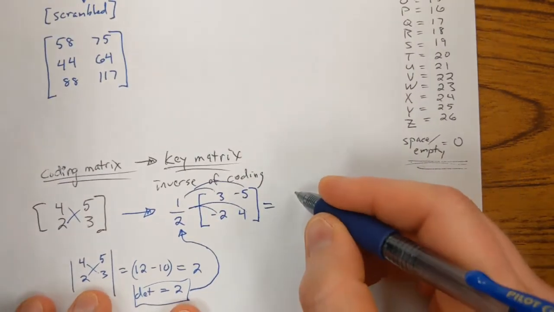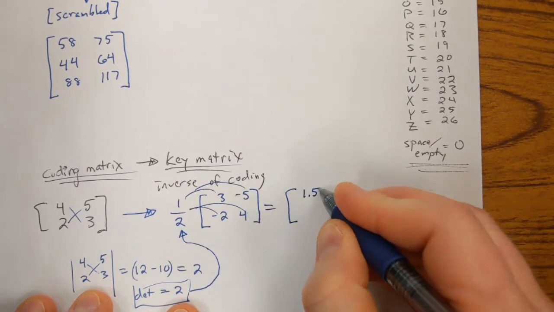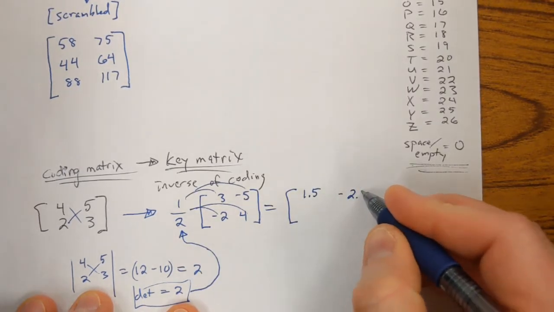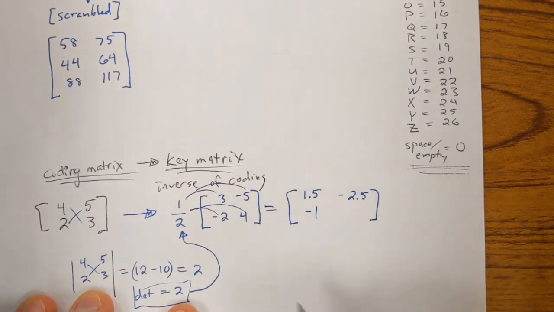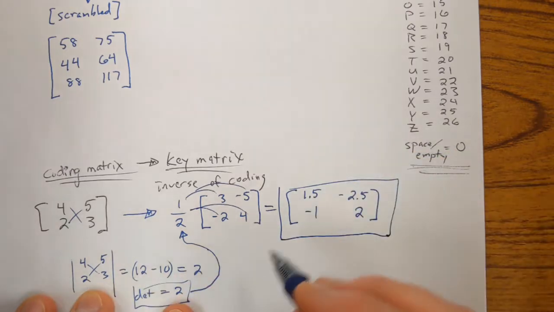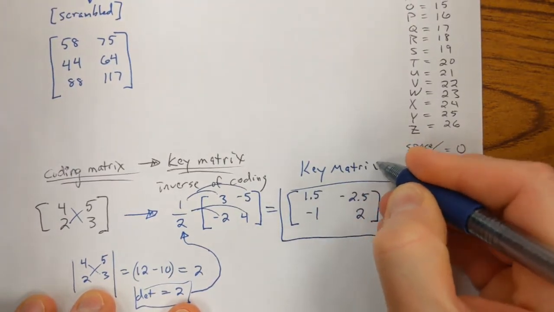So what I get, I could leave it as a fraction or as a decimal. I'm going to go ahead and do decimal. 1/2 times 3 gives me 1.5. 1/2 times -5 is -2.5. 1/2 times -2 is -1. 1/2 times 4 is 2. The inverse of my coding matrix is called my key matrix.